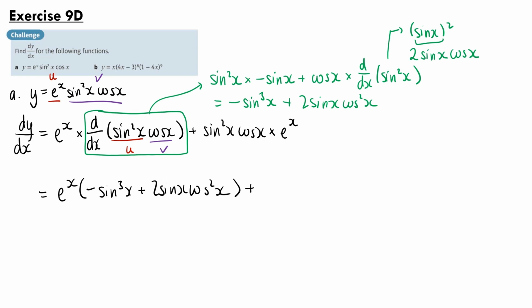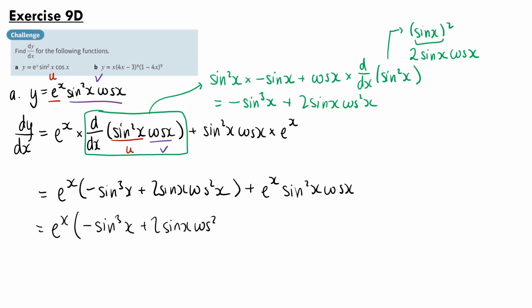Then if I just bring the e to the x to the front, we've got e to the power of x sine squared x cos x. Okay, and just to make this a little bit more tidy, we can take out a factor of e to the power of x. And on the inside, we're going to be left with minus sine cubed x plus 2 sine x cos squared x plus sine squared x cos x.